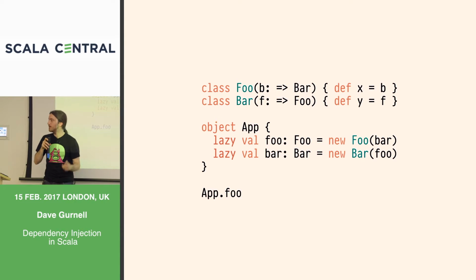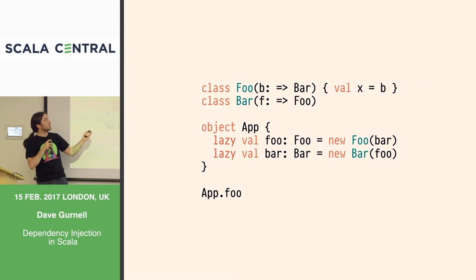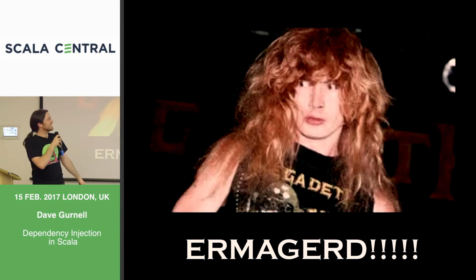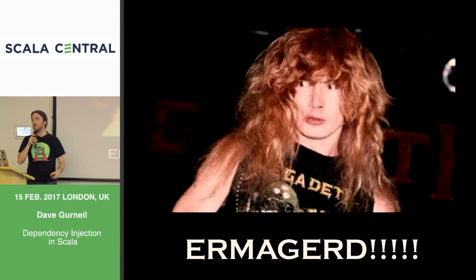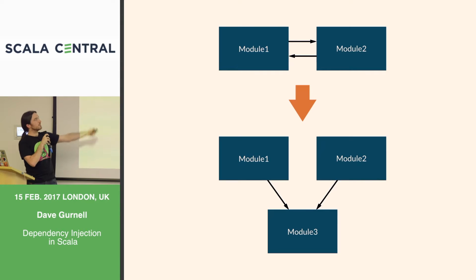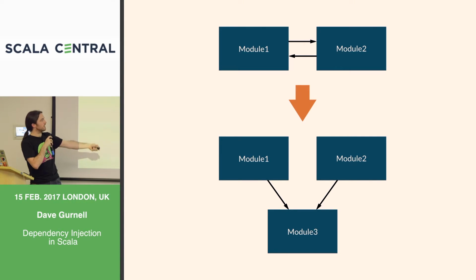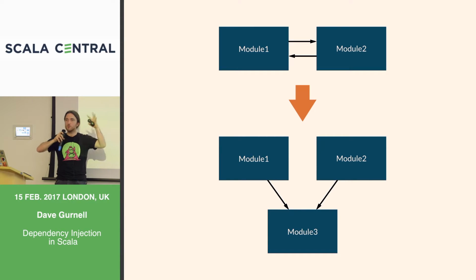Anyway, this is a nightmare, right? Lazy vals are cool, yeah. Dave Mustaine finds this disturbing. Oh my God. If you think this is a problem, then do bear in mind that wherever you have cyclic dependencies between modules, you can always refactor them. You just take the bits that are cyclic and put them into a third module. So you can always make your module graph directed and acyclic. But that's something to bear in mind.